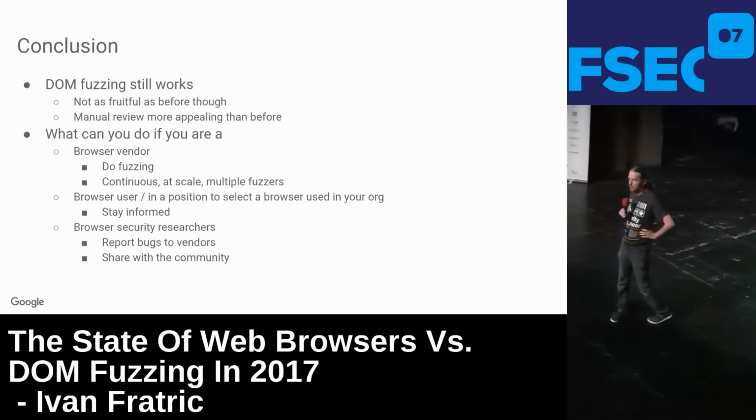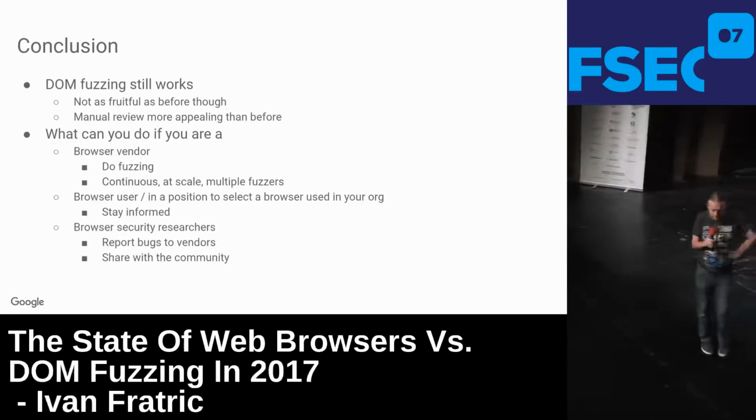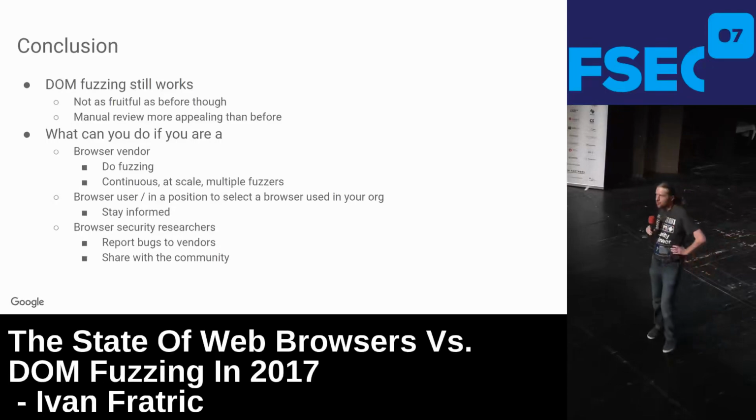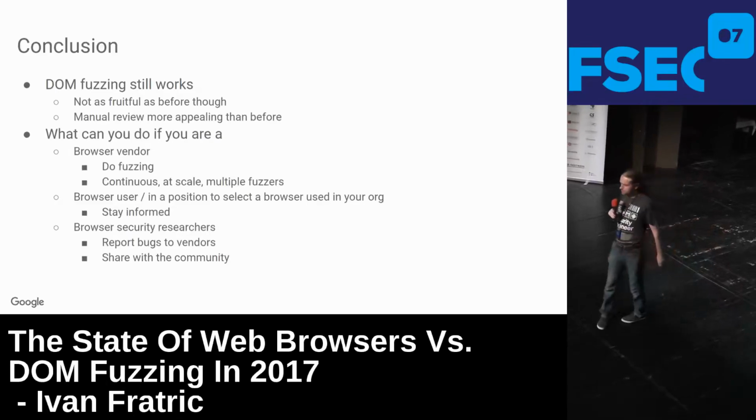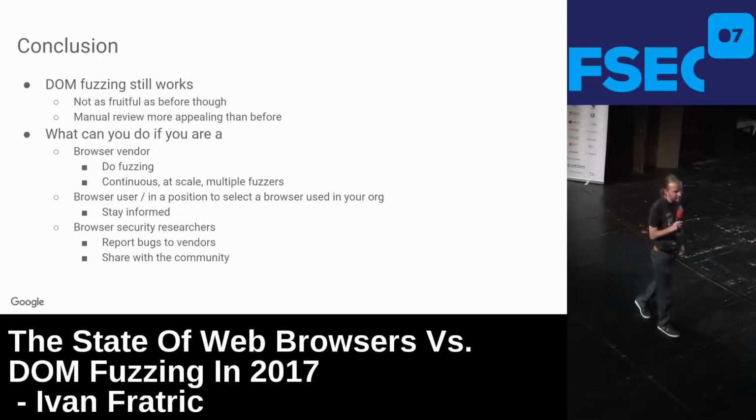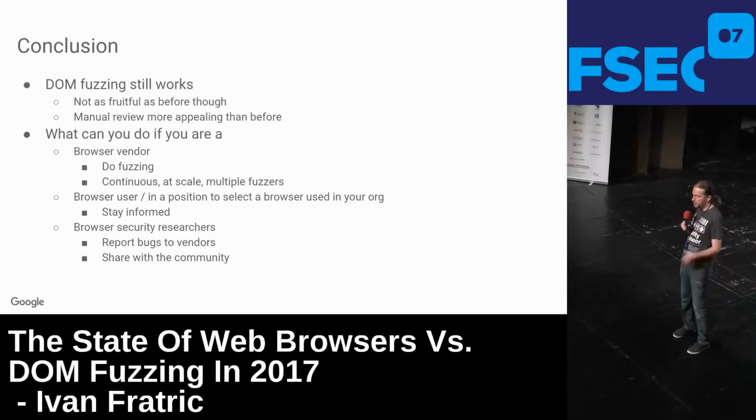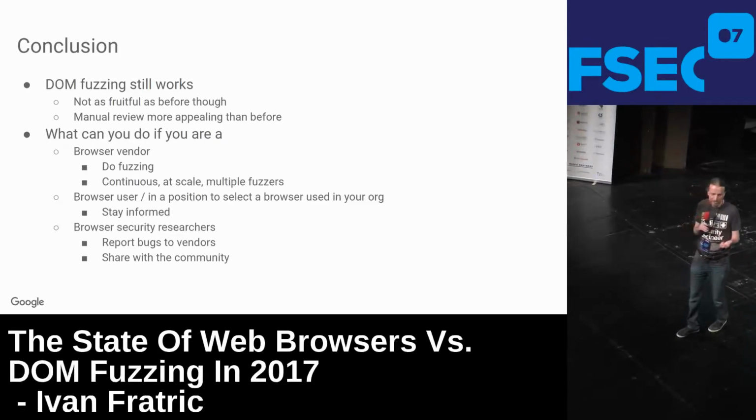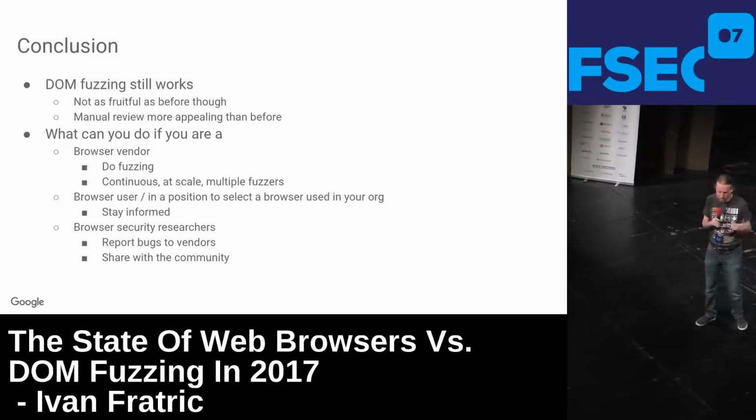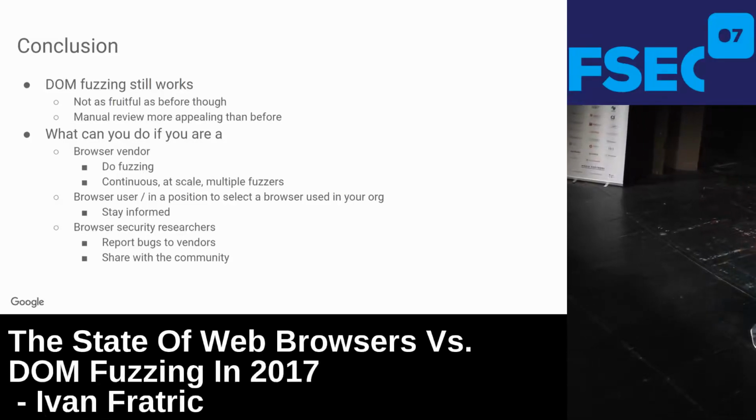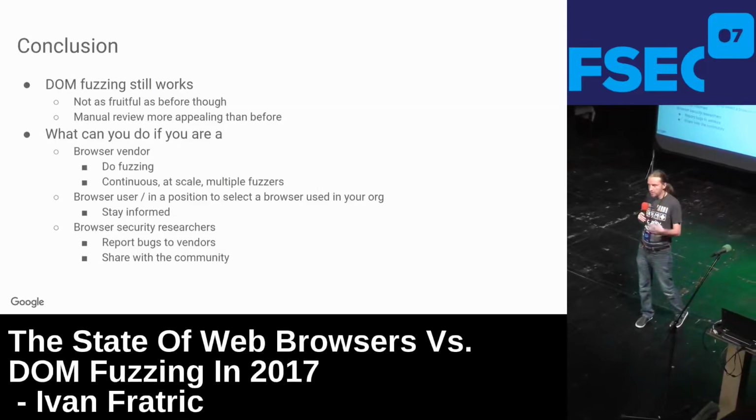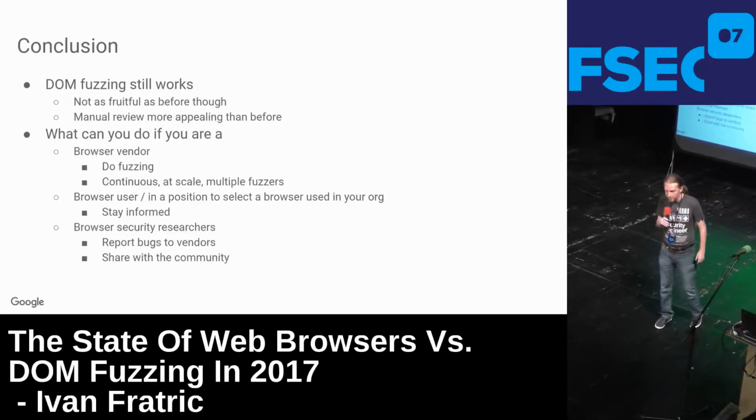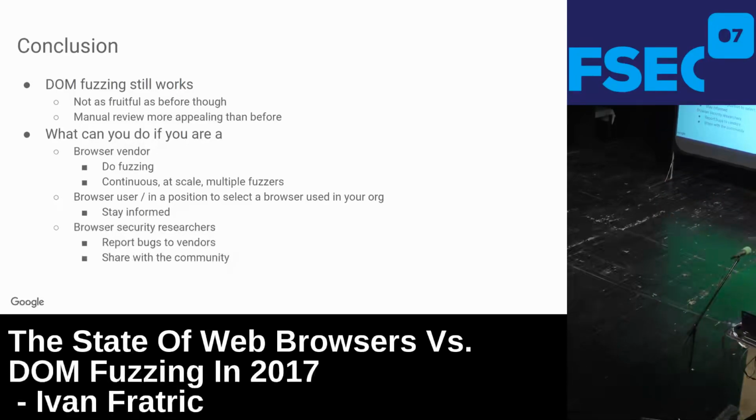Despite DOM fuzzing being a really old and quite well-known technique, it can still find interesting bugs. That's kind of the bad part. The good part is that while it does find bugs, it finds fewer bugs than it used to, and that in itself forces bug hunters to do more manual review, and that is a good thing because manual review has a higher barrier to entry if we're talking about advanced attackers.